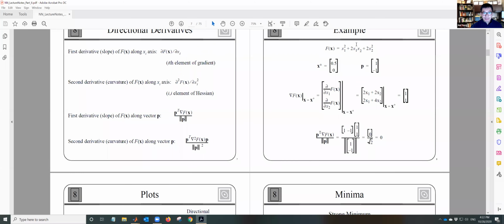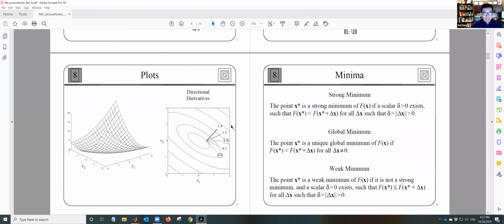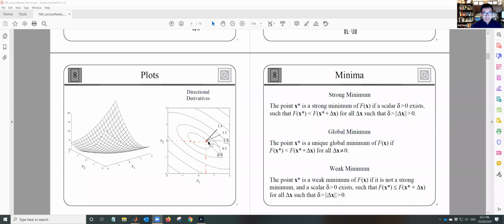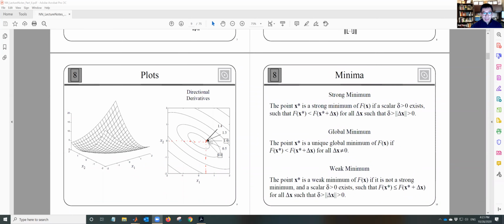This is exactly this function. Let me minimize this one. This function is plotted over here. And x star, where is x star? X star is right here. You see, this is x star. X star is 0.5 and 0. And where is this location, this P? This P is along this direction, 1 minus 1, right? This is 1 minus 1, and this is 1, 1. So these two vectors, they are orthogonal to each other.